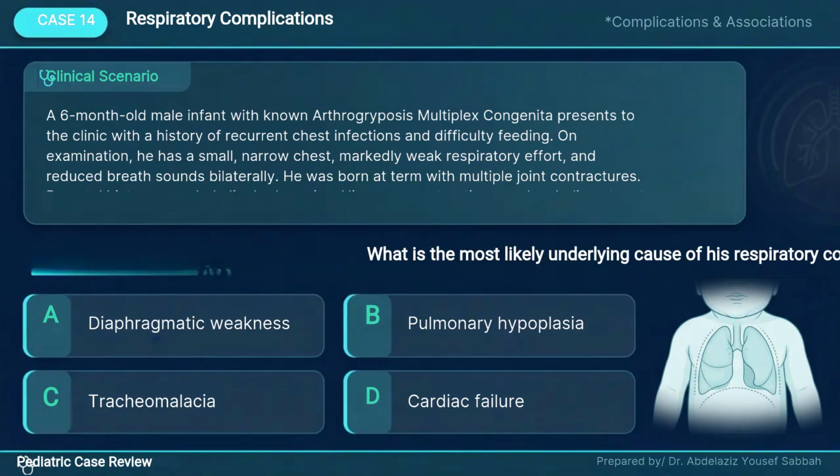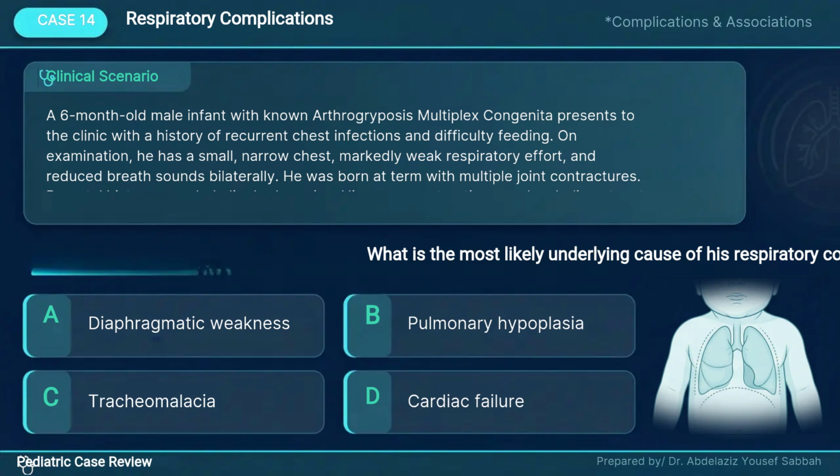Case 14. A 6-month-old male infant with known Arthrogryposis Multiplex Congenita presents to the clinic with a history of recurrent chest infections and difficulty feeding. On examination, he has a small, narrow chest, markedly weak respiratory effort, and reduced breath sounds bilaterally. He was born at term with multiple joint contractures. Prenatal history revealed oligohydramnios. His oxygen saturations are borderline at rest. What is the most likely underlying cause of his respiratory compromise?